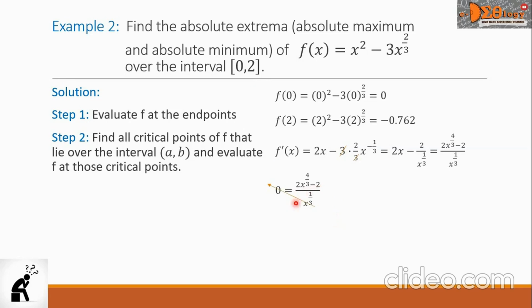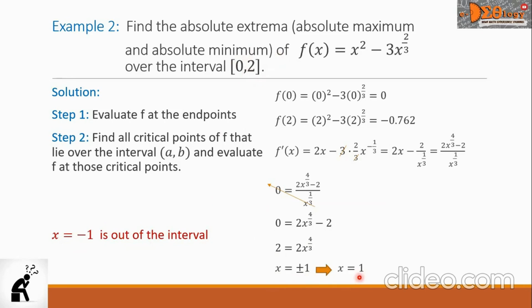Let us cross multiply this denominator to the left side, and this will just be 0. So we will have 0 equals this numerator. Solving for x, this negative 2, let us transpose to the left side. It becomes positive 2. From this line here, we can solve for x, and we will find that the value of x is plus or minus 1. But take note that x equals negative 1 is out of the interval given in the problem. So we will only accept the value of x equals positive 1.